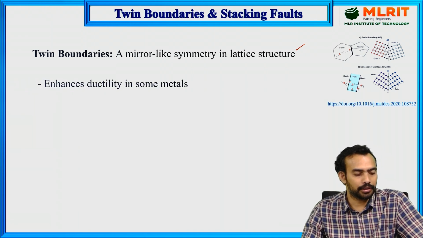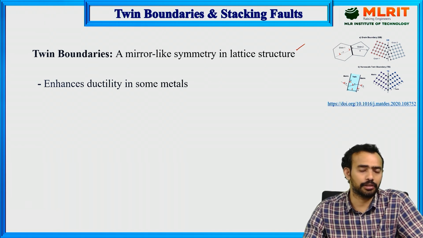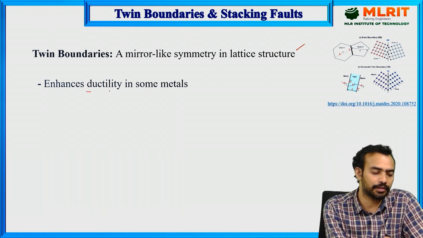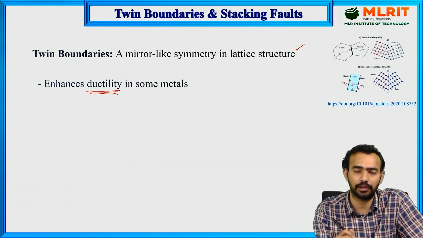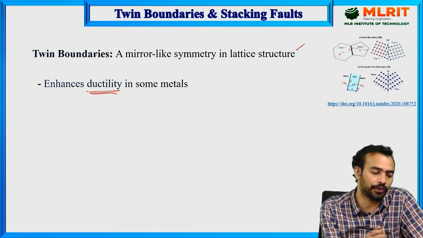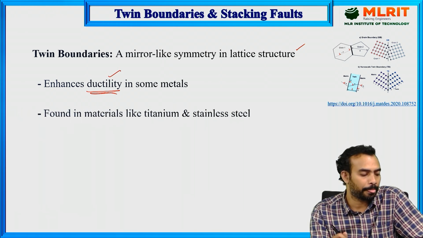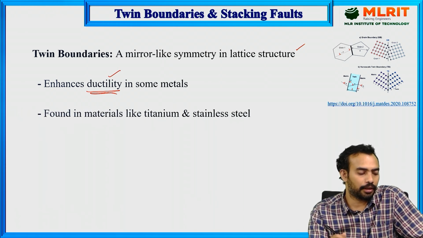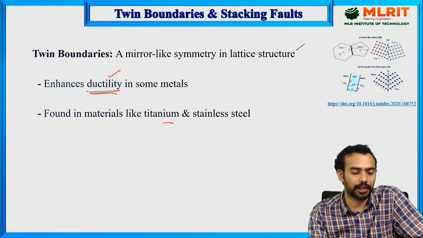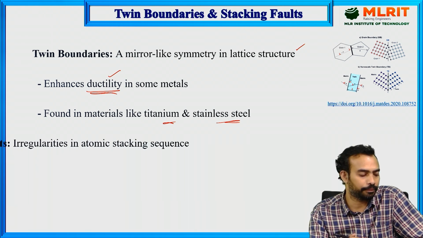What it does is enhance the ductility in some metals, not in all metals. Previously we have seen that the grain boundary reduces ductility and increases strength, but here the twin boundaries increase the ductility in some metals. Mostly these are found in materials like titanium and stainless steel. So in SS and titanium materials, these twin boundary defects can be observed.